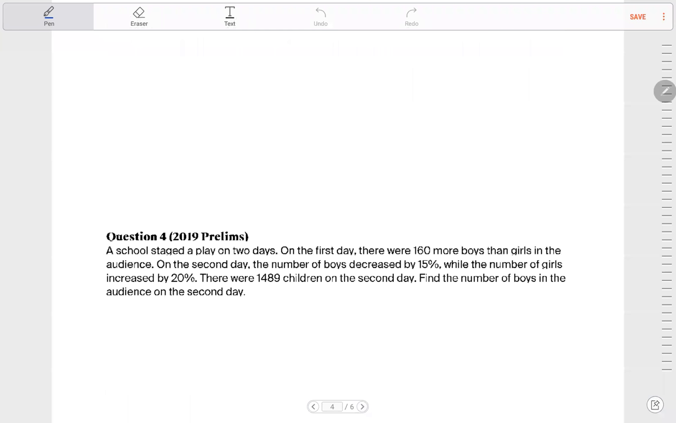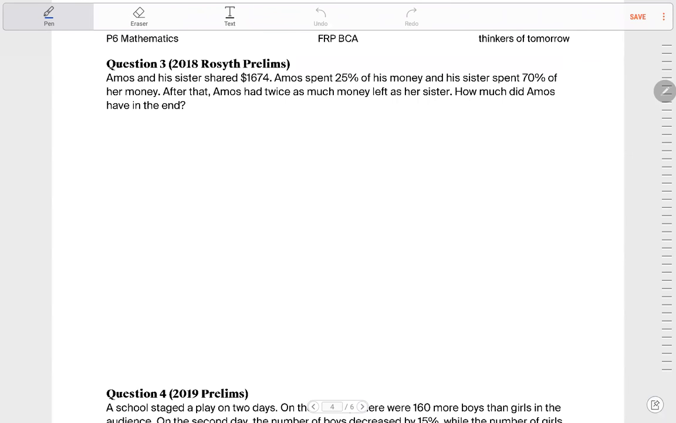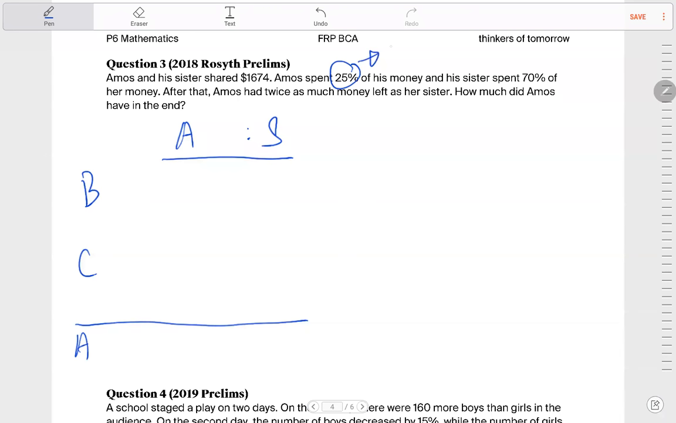Now let's look at question 3. Okay, again, the same thing, right? So if you look at this question, you have Amos and his sister, right? B, C, A. Okay, you can't really present the information here without doing some manipulation of the data you have here. Right. So for example, again, I see 25%. I'm going to convert this to 1/4. 70%, I'm going to convert this to 7/10.